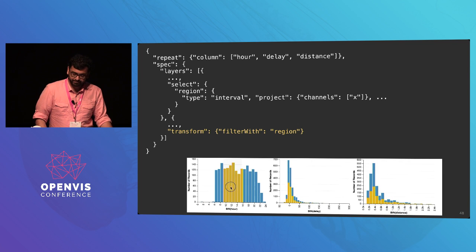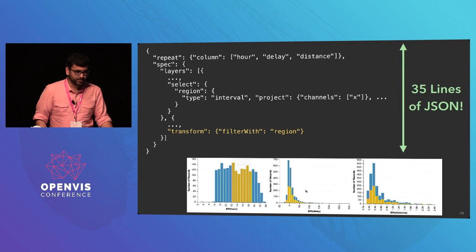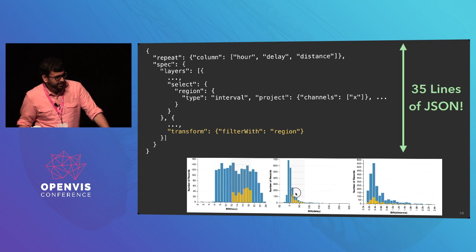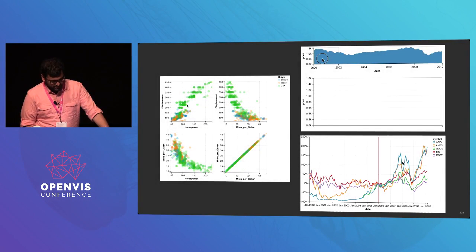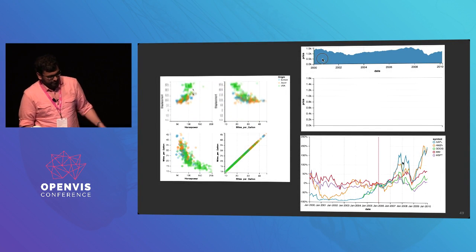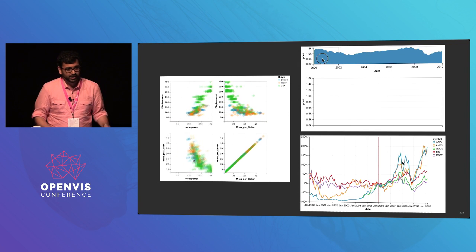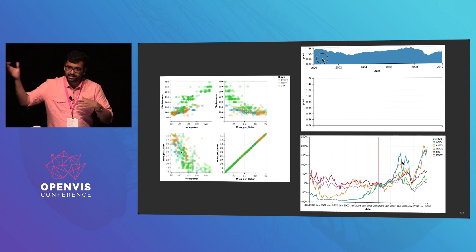And that's all I need, 35 lines of JSON. So an order, well, more than an order of magnitude smaller than Vega. And just to show you that there are some other interaction techniques we've considered, here is panning and zooming in a scatter plot matrix. And you'll notice that panning in one of the scatter plots keeps all the other ones in sync, including zooming.